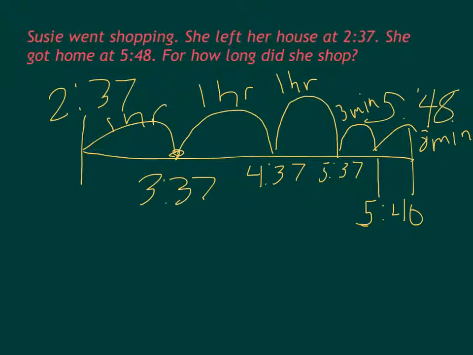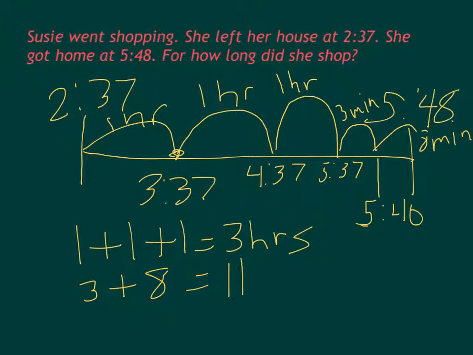So then we have to add it up. 1 plus 1 plus 1 gives me 3 hours. And 3 minutes plus 8 minutes is going to give me 11 minutes. So she went shopping for 3 hours and 11 minutes.